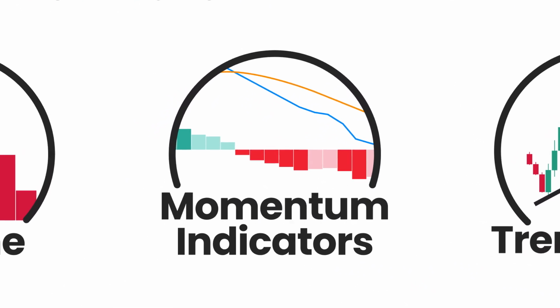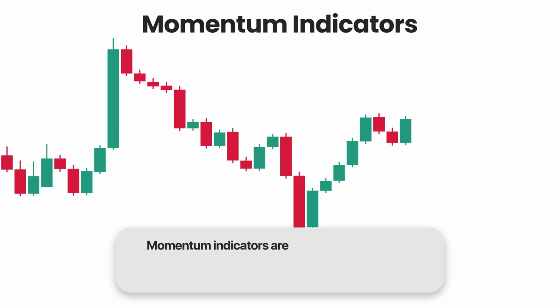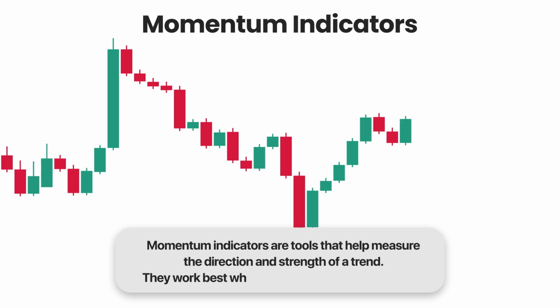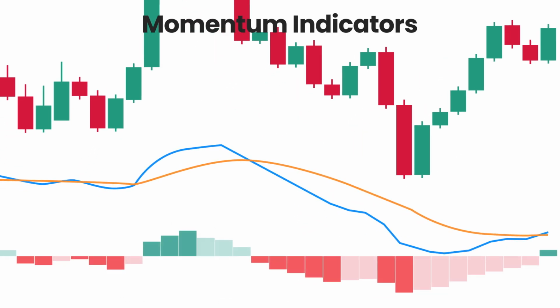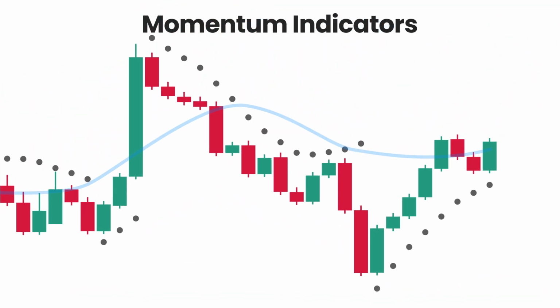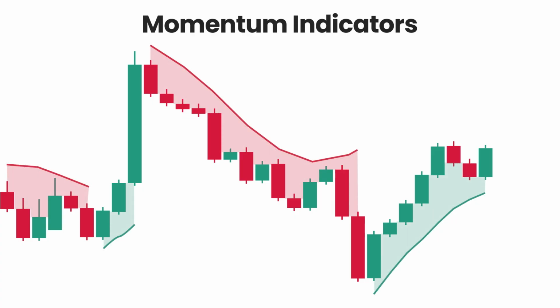Momentum indicators. Momentum indicators are tools that help measure the direction and strength of a trend. They work best when the market is clearly trending. Some common examples are MACD, moving averages, parabolic SAR, and super trend.